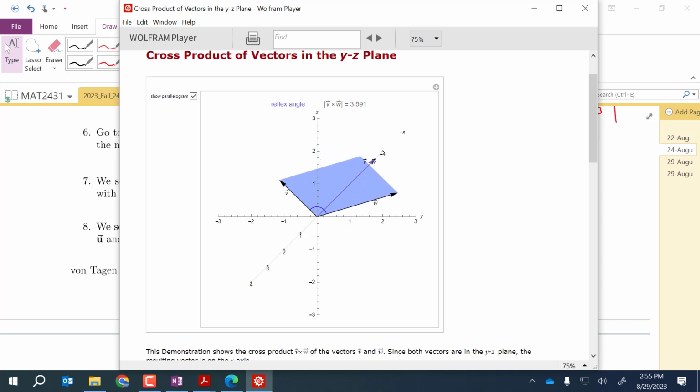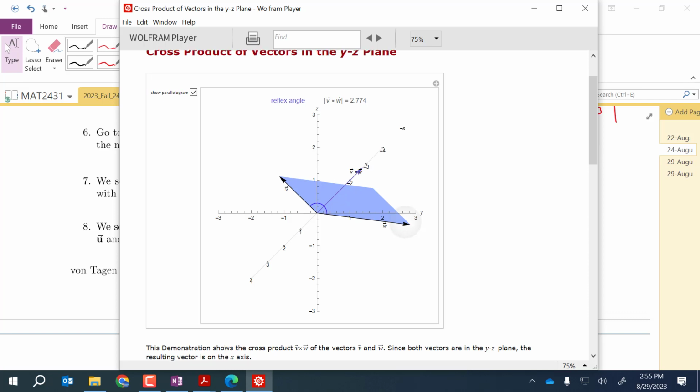Now what's happening as I continue to drag vector v out? What's happening to the area of that parallelogram? Shrinking. What's happening to the magnitude of their cross product? Shrinking. Okay? If you were to compute this area right here, this area would be 2.774 square units, which corresponds to the length of its cross product vector. Okay? That brings up a really important point.